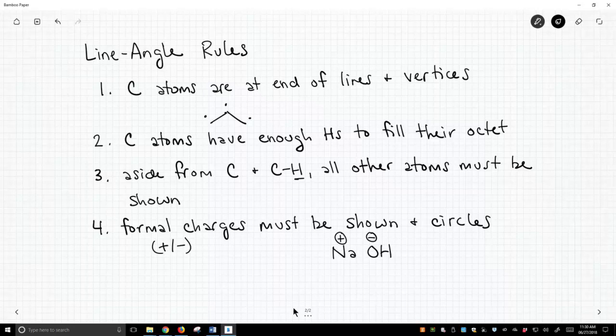Now shortly we'll see some examples of these, but these are the basic rules that we'll follow. There aren't many rules, but you need to make sure you follow them so that your structures are clear and communicate exactly what you're trying to, the information you're trying to impart with your structure.